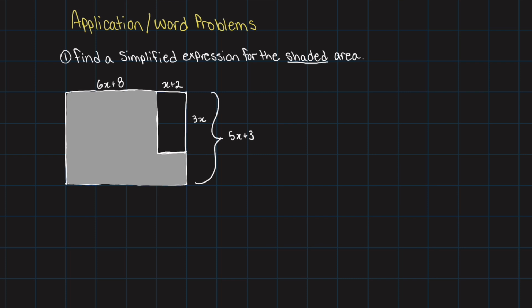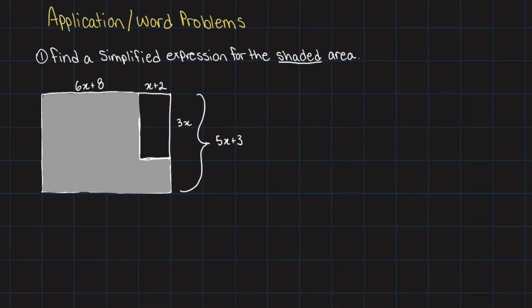So it's important to know your formulas. For a rectangle, the formula for finding the area is just length times width, right? And we know that the length is 5x plus 3, but we need to find the width. They gave us two portions here, 6x plus 8 and x plus 2. So we are going to add them to find this total width, okay?